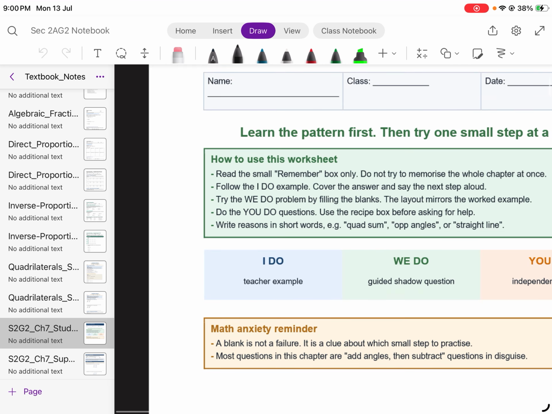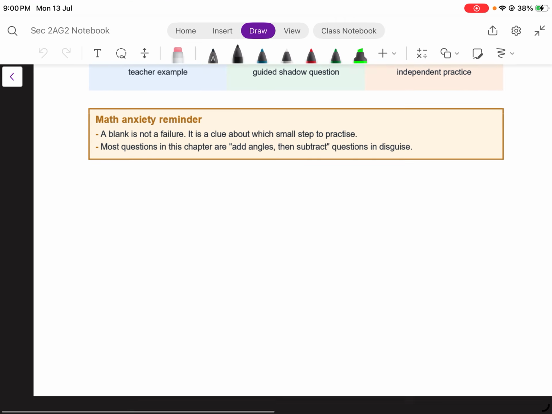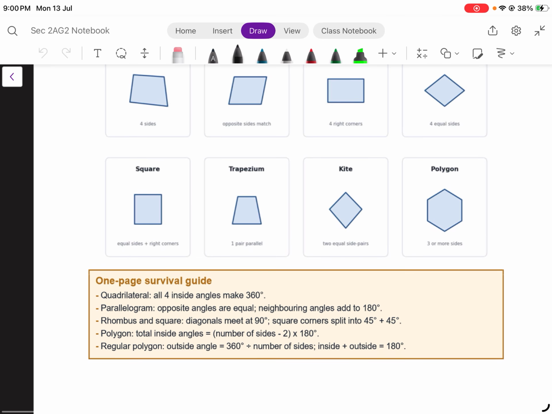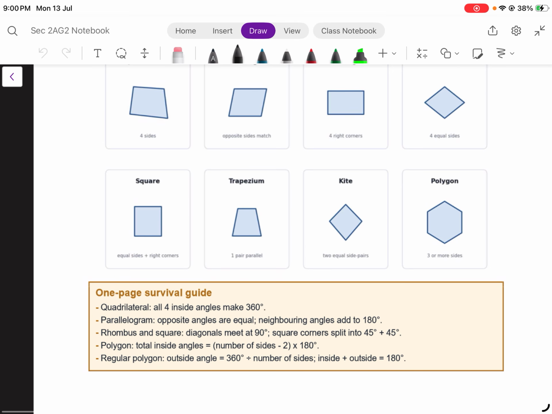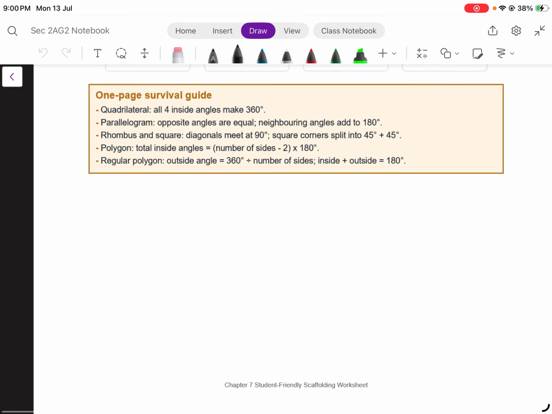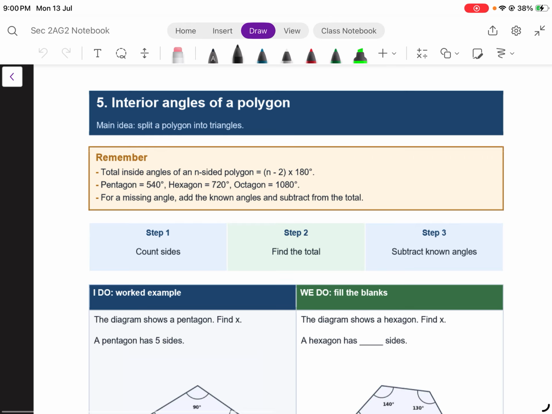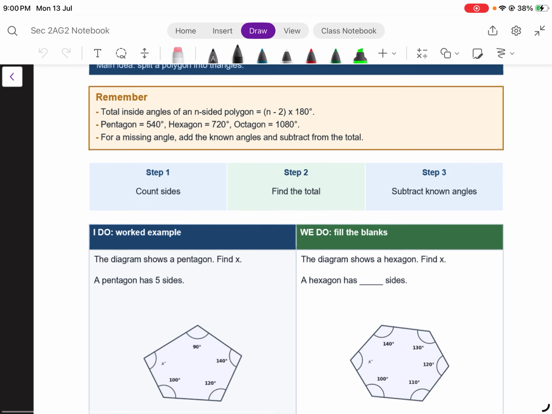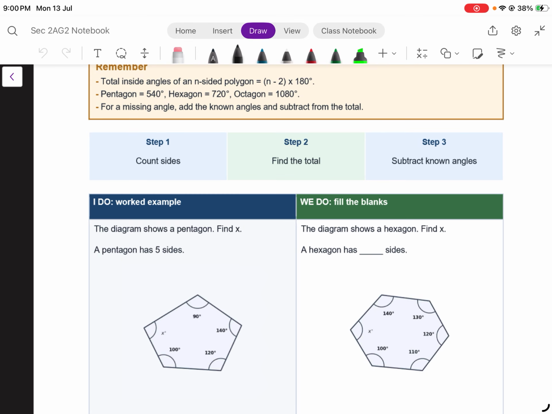Okay, now we move on to polygons. Shape guard: what should you notice first? Look for the shape clue before calculating. This makes the question feel less like random algebra. Learn to recognize the different kinds of polygons. In this one we're learning about interior angles of a polygon. A polygon can be regular or irregular, but it usually has more than 4 sides.